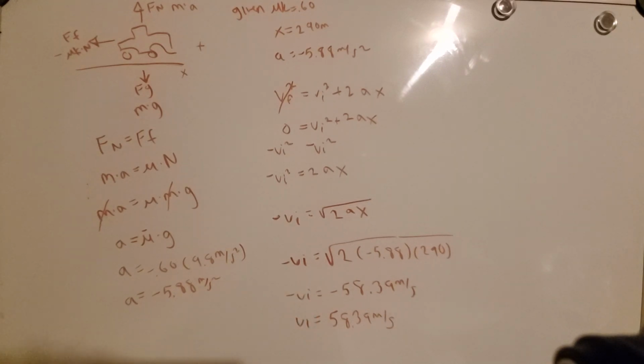So how fast was the car going? Well, it was going 58.39 meters per second. And so this is our answer.